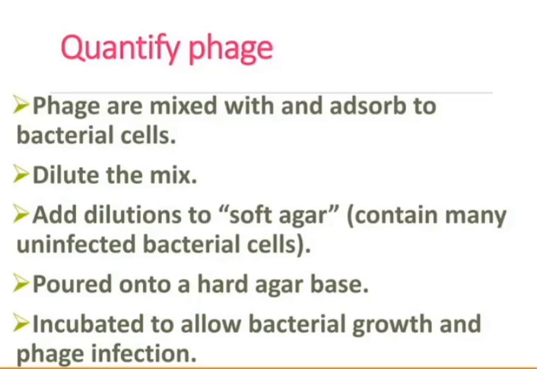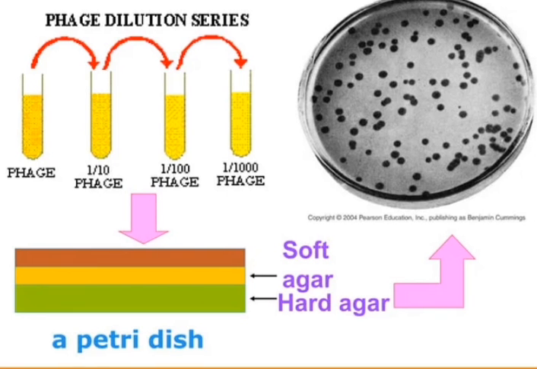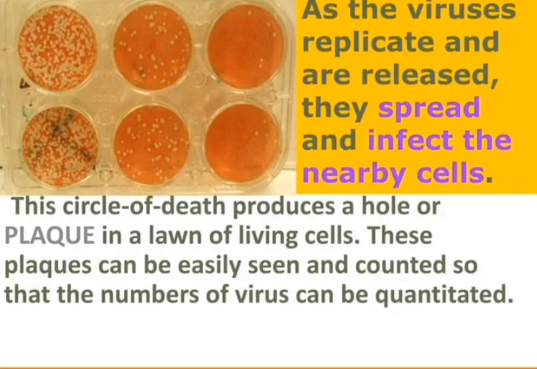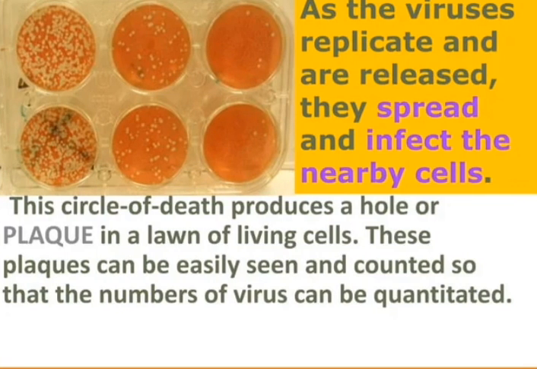Poured onto a hard agar base, incubated to allow bacterial growth and phage infection. As the virus replicates and is released, it spreads and infects the nearby cells. The circle of death produces a hole, or plaque, in the lawn of living cells. These plaques can be easily seen and counted so that the number of viruses can be quantitated.